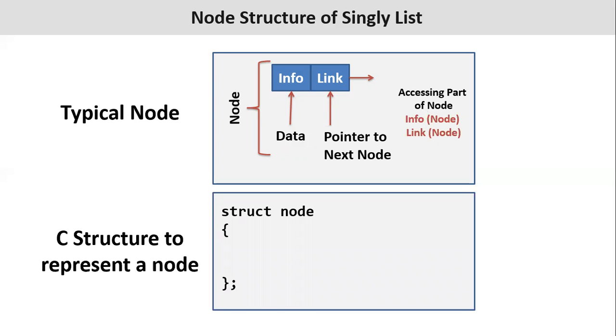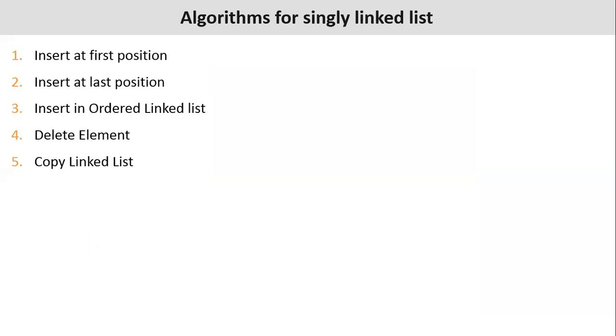Struct node, opening curly brace, closing curly brace, semicolon. Integer info, that is the data. Struct node pointer link, that is linking to the next node. Struct node star link: this way we can declare a node in C code. Information, or integer data, is the data part, and link is the struct node pointer. Algorithms which we apply to linked lists: insert at the first position, insert at the last position, insert into an ordered linked list, delete element, copy linked list, etc.